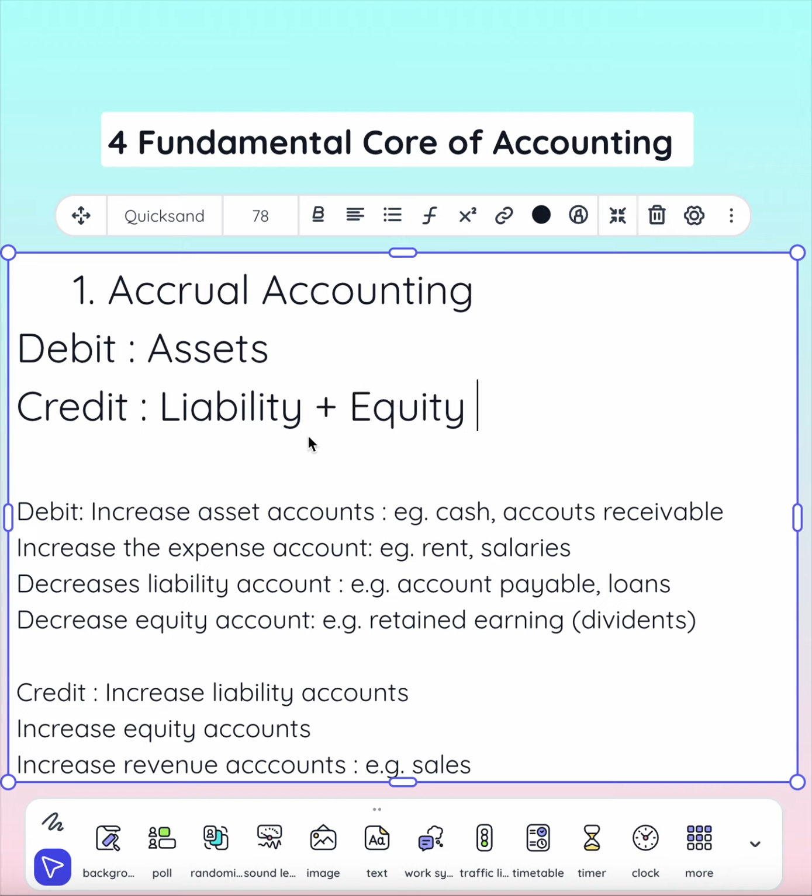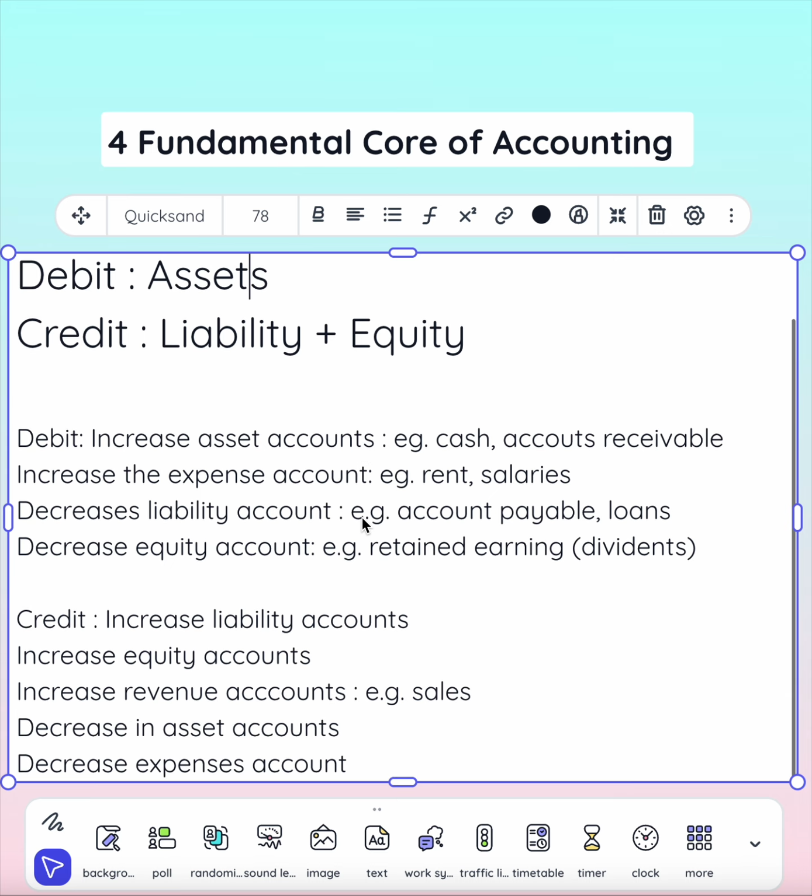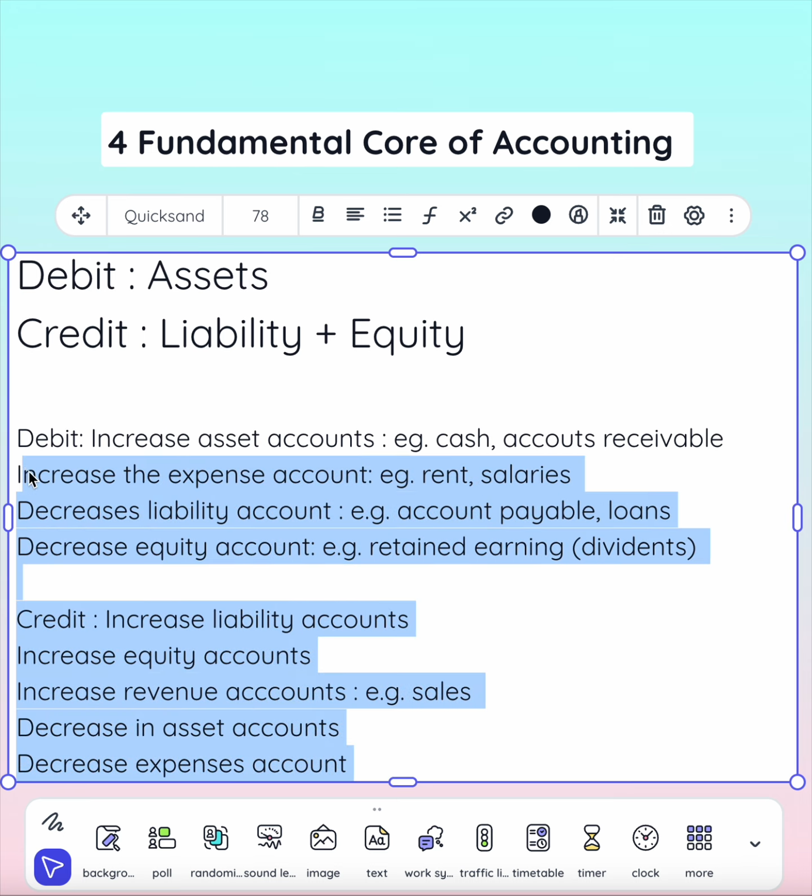So this must be equal. There is a fundamental accounting equation that says assets equal liabilities plus equity. So you have to understand this concept. For every transaction, the total debit must equal the total credit. There is a formula that you have to understand: assets equal liabilities plus equity. This is how it works.